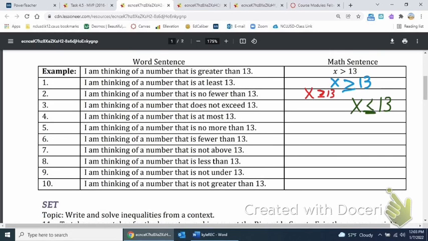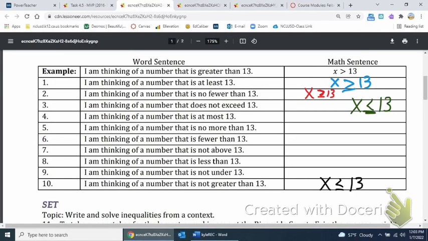All right. So somebody pick one more to do. 10. Okay, so 10 says, I'm thinking of a number that is not greater than 13. Good. It didn't say it couldn't be 13. Exactly. So it can be equal, and it could also be less. It just can't be more. So X is less than or equal to 13.